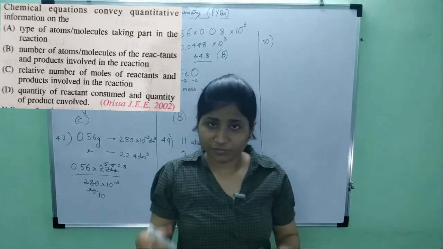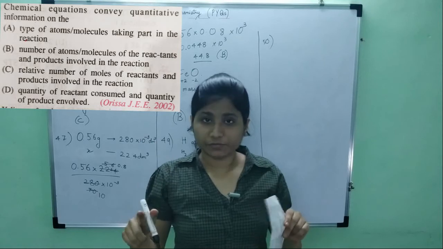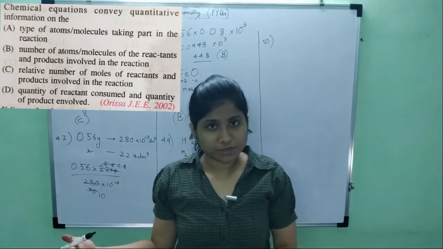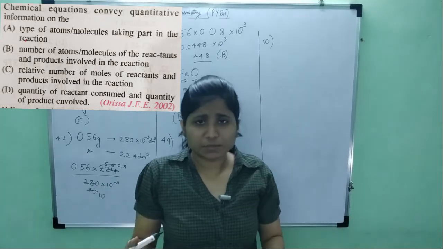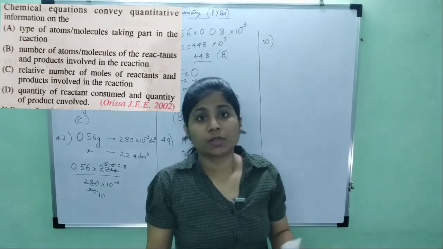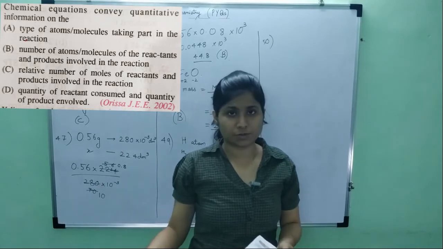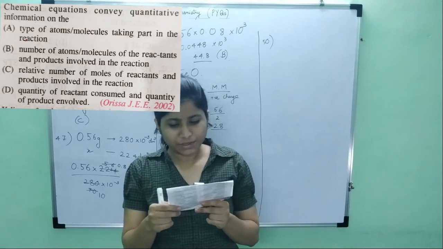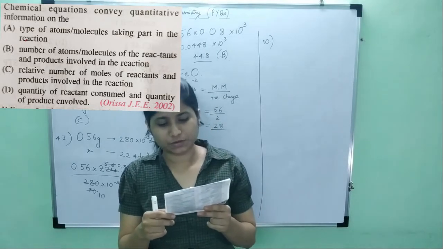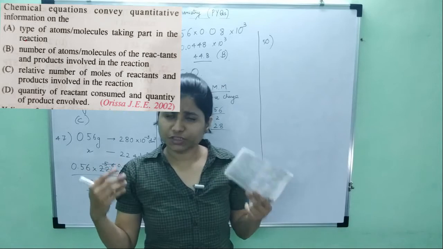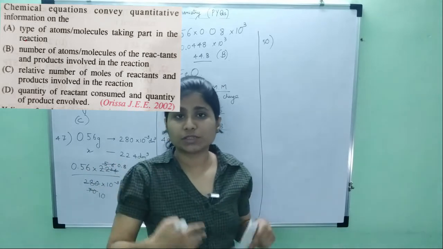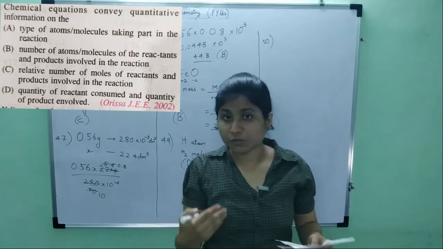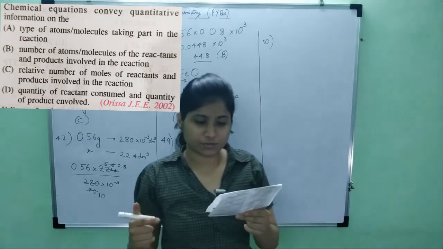Now we can calculate from them the number of atoms if we know what weight is taken. Is it the molar weight of the substances, reactants, or is it some other weight, like let's say 1 gram, 2 gram? Then we can find out the number of atoms or molecules. So just from the chemical equation, we cannot find that. Relative number of moles of reactants and products involved in the reaction? Yes. Just from looking at the equation, we can know how much amount of reactant is taken and how much product is formed. So we can know the relative amounts of moles of reactants and products. So C is the right answer.